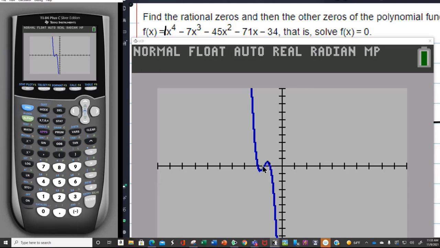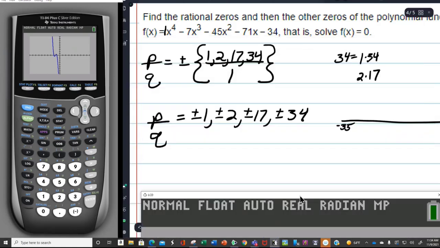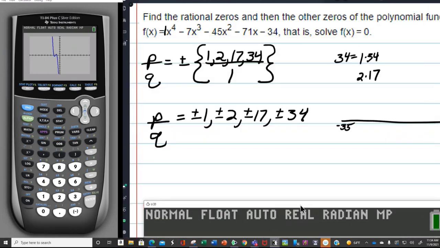Let's see, negative 1, negative 2, negative 3, negative 4, negative 5, negative 6, negative 7, negative 8, negative 9, negative 10. Yes, negative 1 and negative 2. I would bet those are my rational zeros. Onward. Okay, but not yet, because I have to write this out.